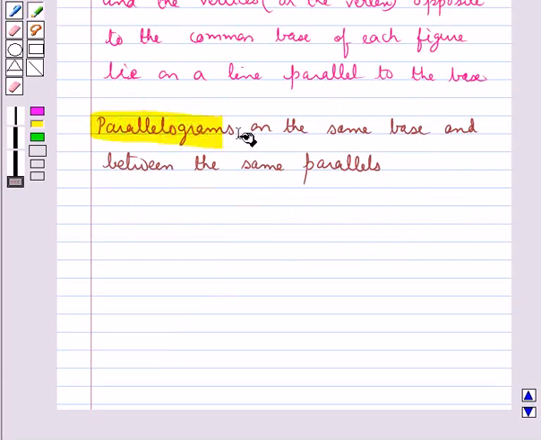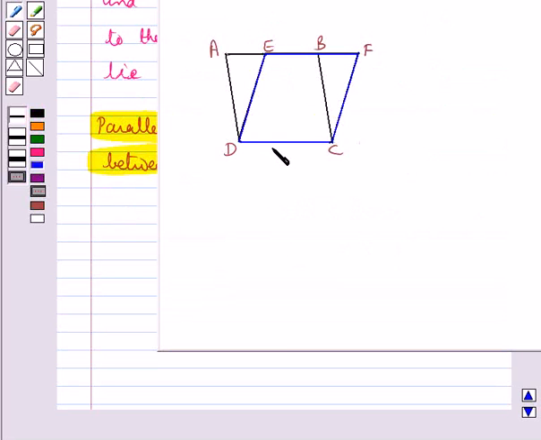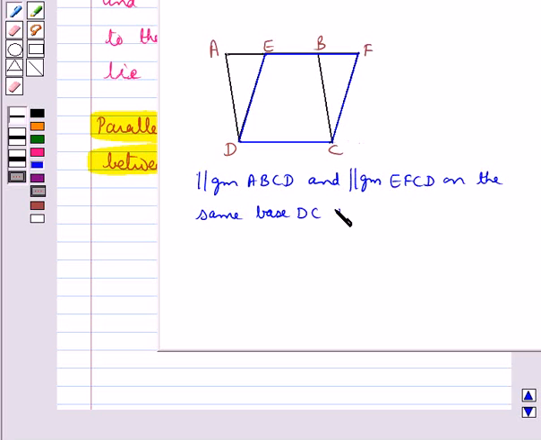Next, we discuss parallelograms on the same base and between the same parallels. Like in this figure, we have two parallelograms, parallelogram ABCD and parallelogram EFCD, which is on the same base DC and between the same parallels AF and DC.